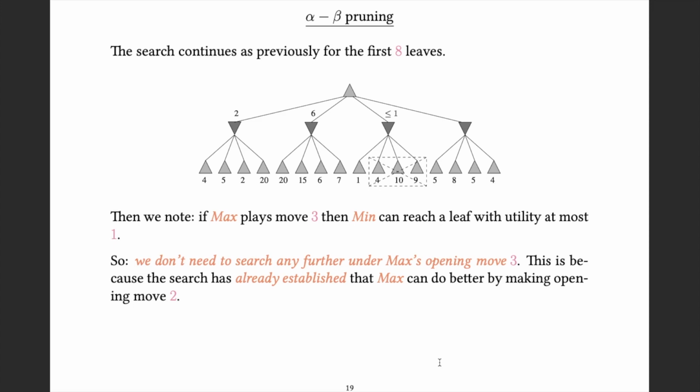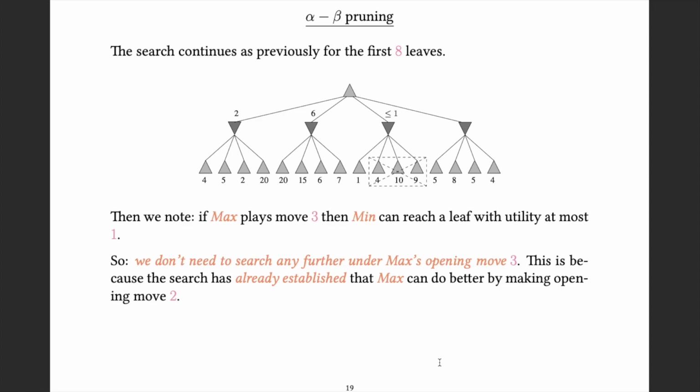That means that if we're in the third subtree and min is playing, min can force an outcome of a 1. And remember that we want high outcomes for max and low outcomes for min. Now this means that without looking at the rest of the third subtree, or in particular the leaves in the rest of the third subtree, we can immediately stop the Minimax process and backtrack and deal with the fourth subtree.